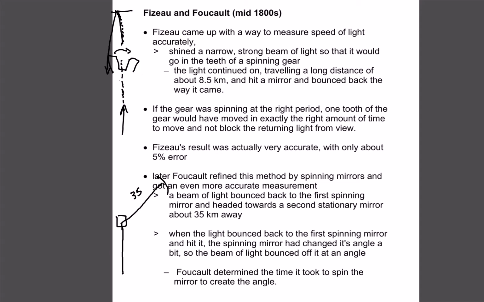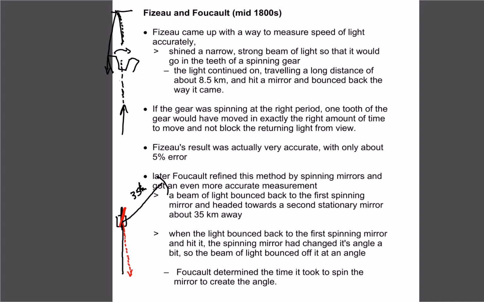So he bounced it off another stationary mirror 35 kilometers away, and then it came back again. He knew the spinning of the mirror, but when the light came back, the mirror had turned a little bit. So let's imagine the mirror's at that sort of angle to start with, but after the light bounces back, it's now at a bit of a different angle, which would reflect the light back at a little bit of a different angle again. So then he would just measure the angle.